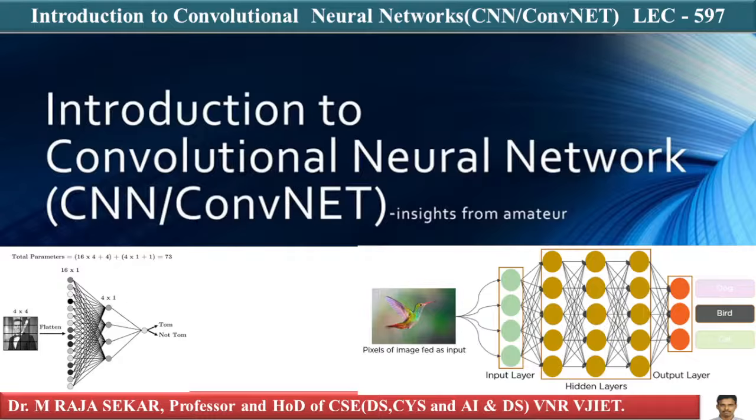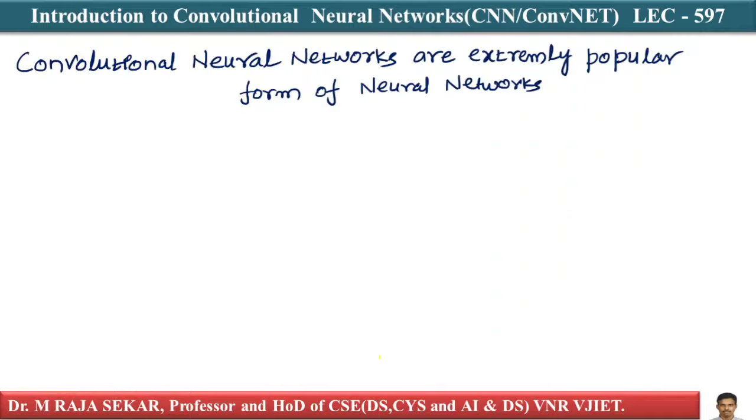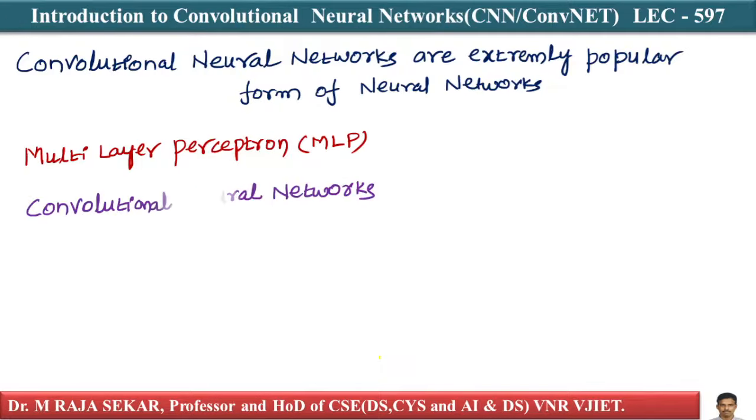In this lecture, we will try to understand an introduction to convolutional neural networks. These are an extremely popular form of neural networks. Remember, in the previous couple of chapters, we have learned multi-layer perceptrons. On the other hand, convolutional neural networks are often referred to as CNN, or sometimes in short as ConvNets. So either I will use the word CNN or ConvNets.